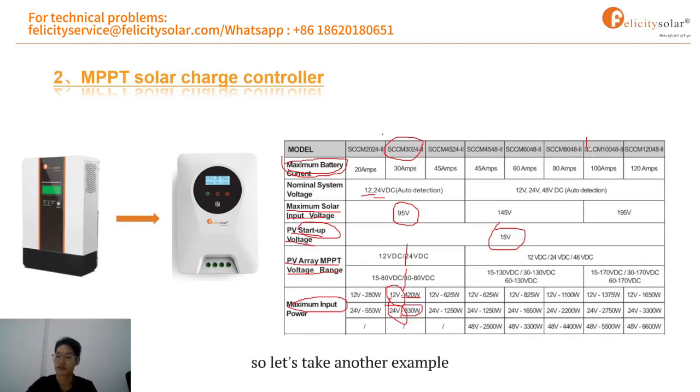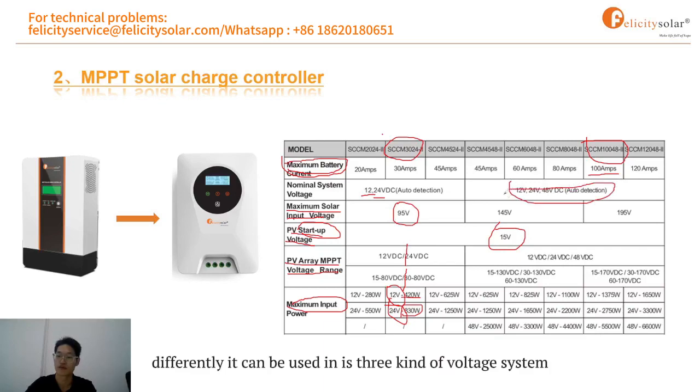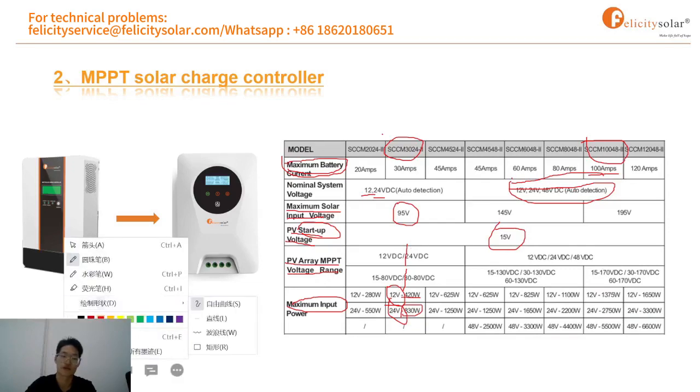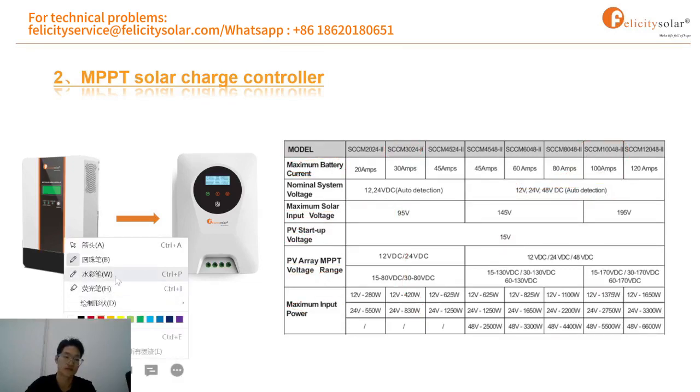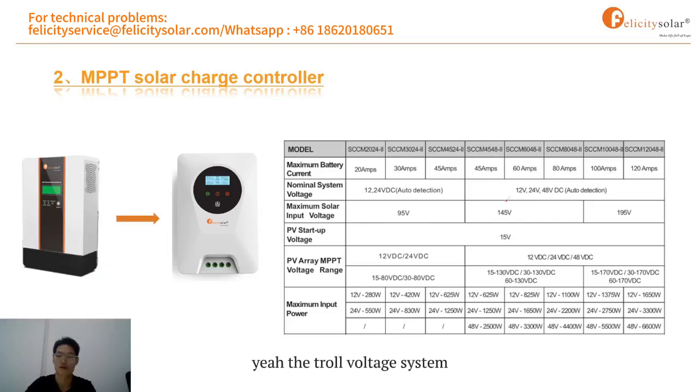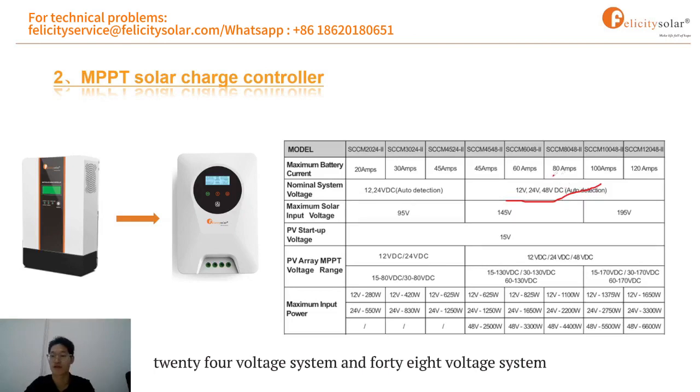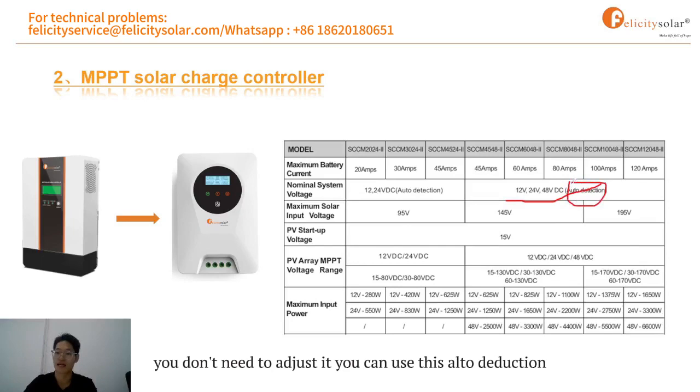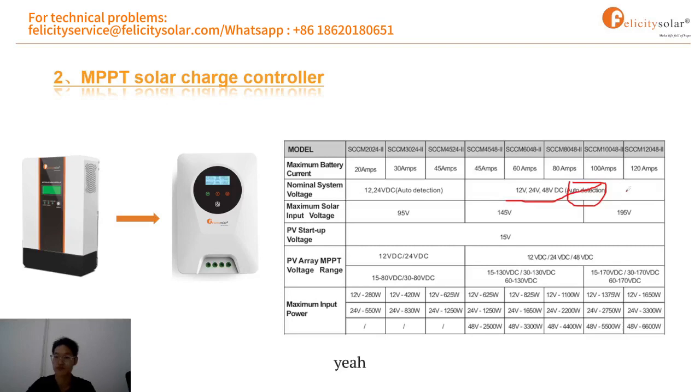So let's take another example. The SCCM 148, the second generation. You can also see the maximum battery current. They are 100 ampere, and it can be used in three kinds of voltage system: the 12 voltage system, 24 voltage system, and the 48 voltage system. And you don't need to adjust it. It is auto detection.